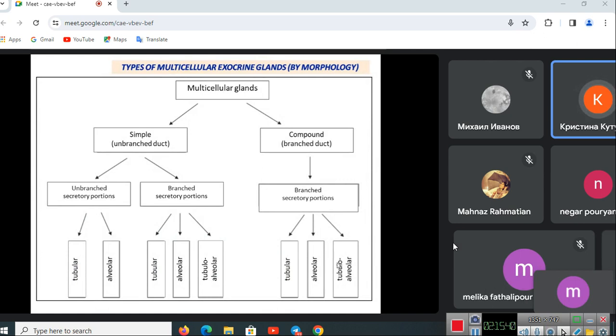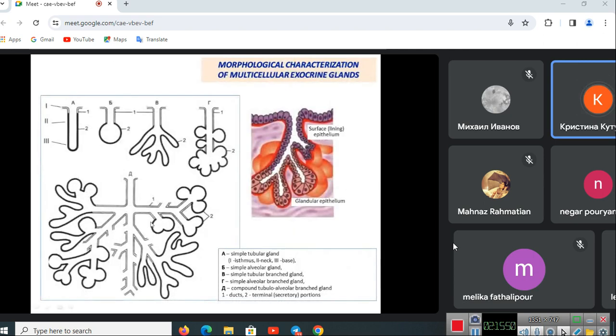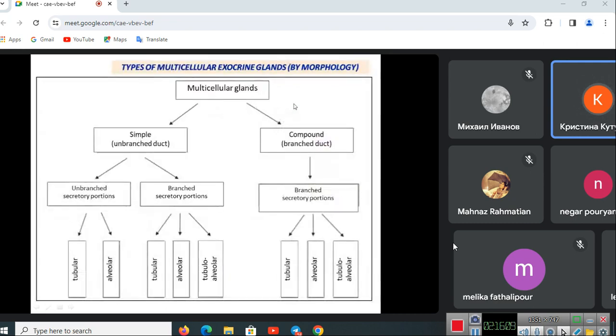Next, classification of glands according to their morphology. This is the classification for multicellular exocrine glands. These glands have secretory portions, where we have glandular epithelium, the cells which produce secretion, and the duct, the tube through which this secretion goes out. So, this classification is based upon the morphology of secretory portions and ducts.